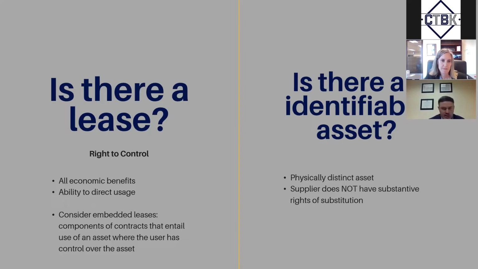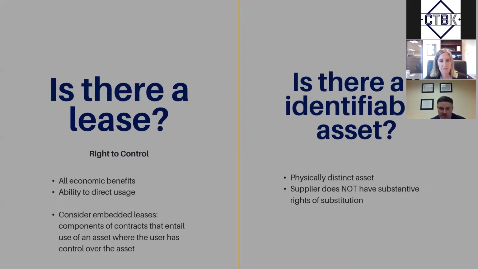And one thing to consider, which is a little bit of a hot topic going forward, is embedded leases. Those are components of contracts that entail use of an asset where the user has control over that asset. So as an example, right now, in terms of those hot topics, consider your contracts for data center services or cloud storage. If customer data is stored on a dedicated piece of equipment and the customer is able to direct the use of that equipment, then the customer has control. So even though you might have only signed a contract for storage services, it may be the case that there's an embedded lease based on that criteria.